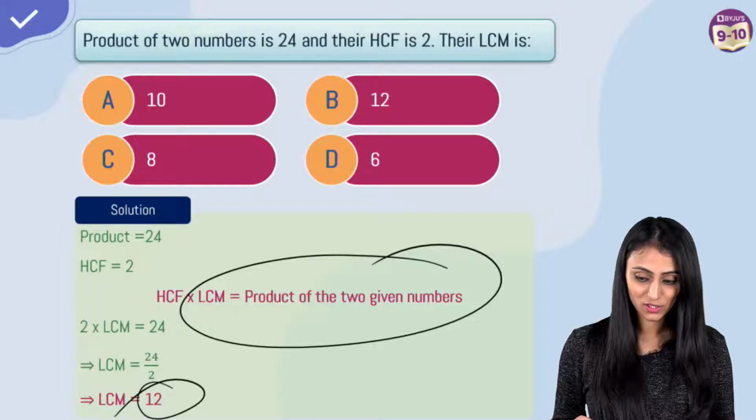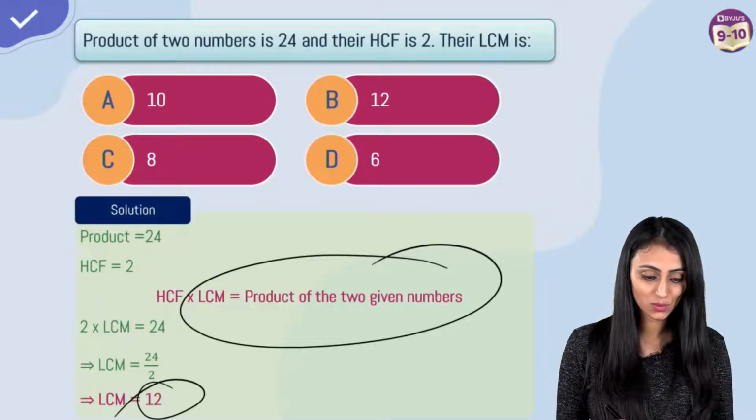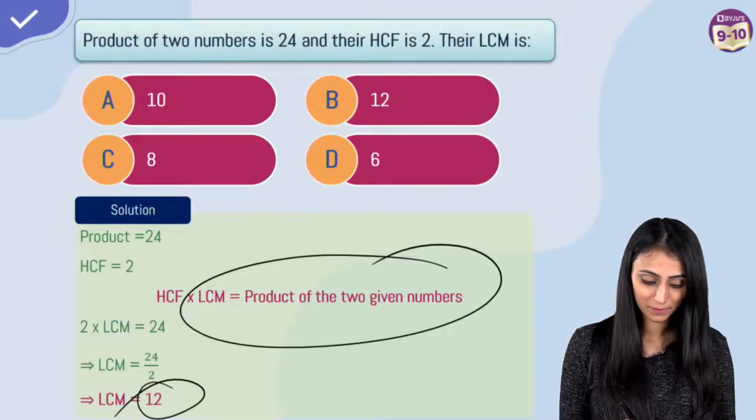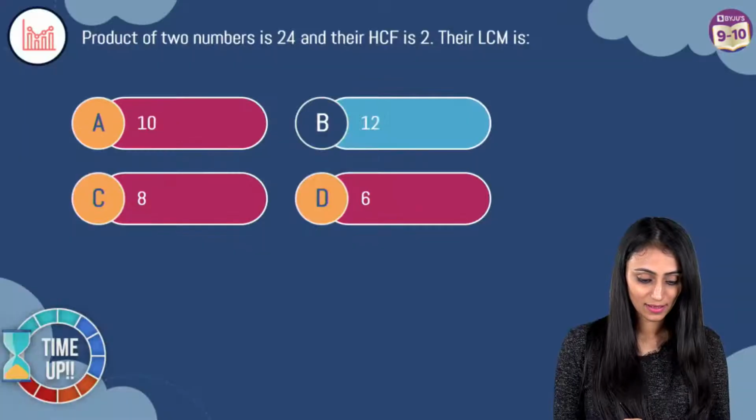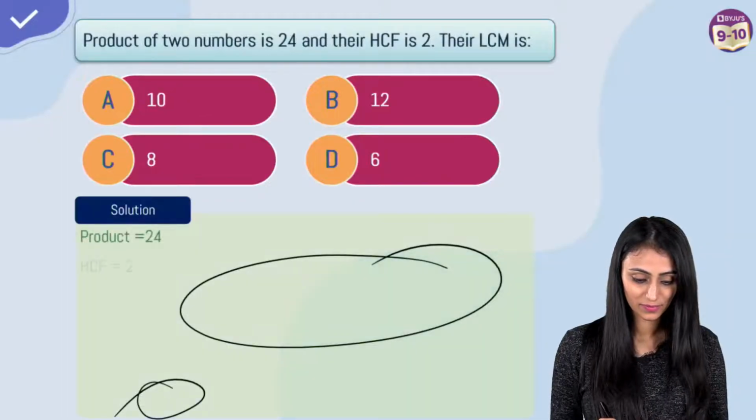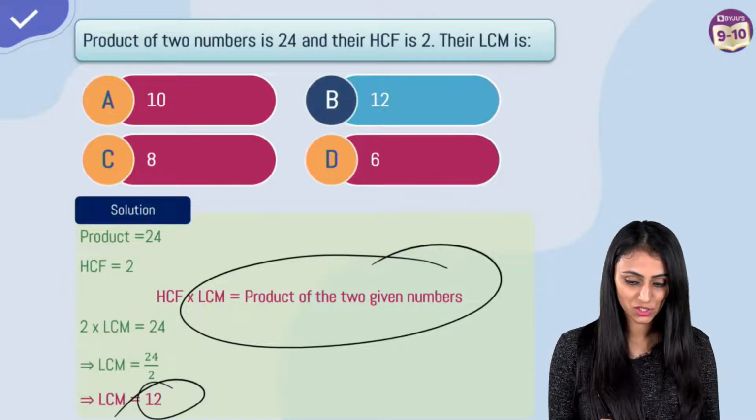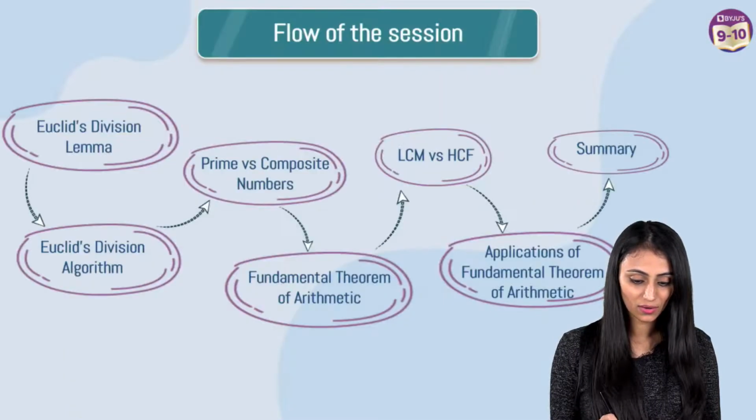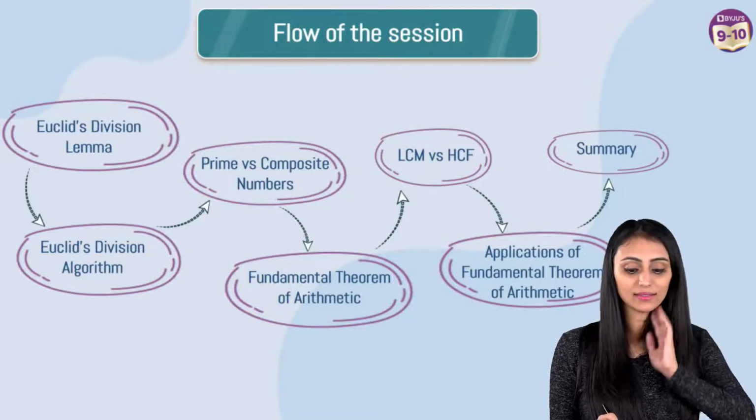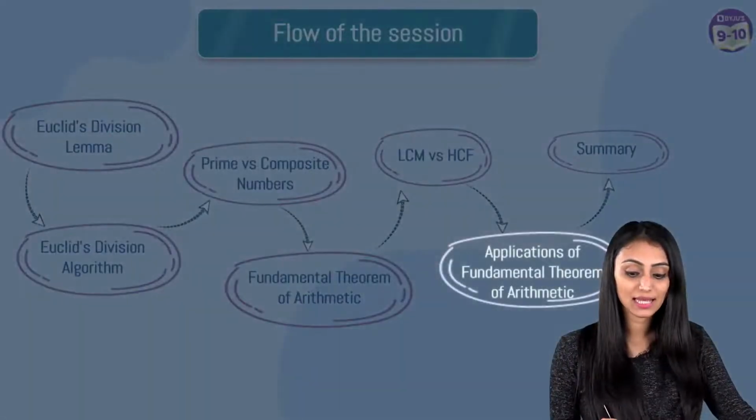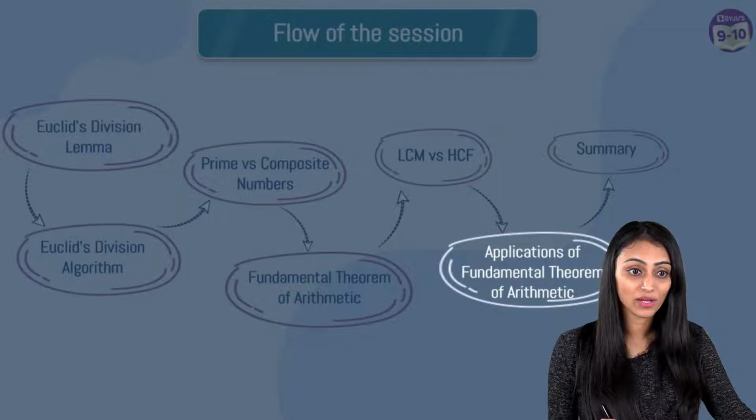Alright, so I hope this is clear to everyone, right? This is clear to everyone. 12 is the answer for this question. Alright, let's move ahead and take a look at the next topic now. So now we'll be discussing applications of the fundamental theorem of arithmetic.